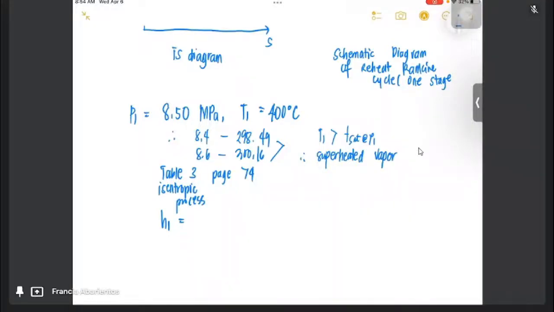Okay, bilisan ko na kasi magtuturo pa ako ng 2-stage. So, this is 3182 kilojoule per kilogram. We have S1 which is 6.3237.